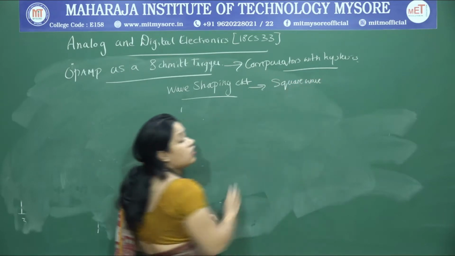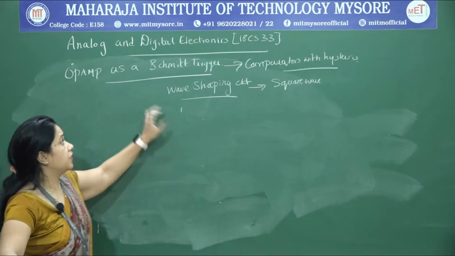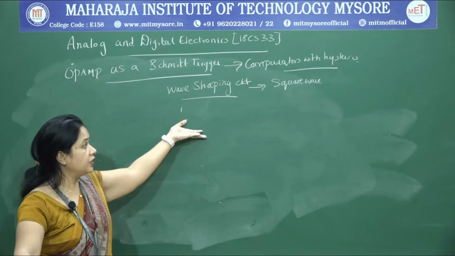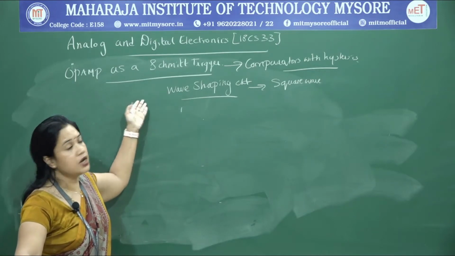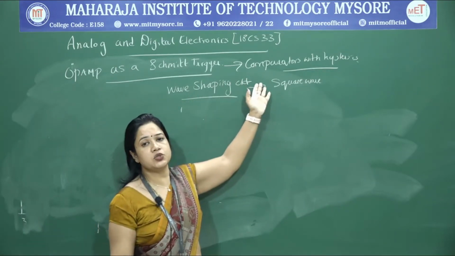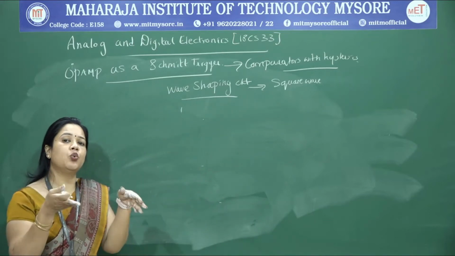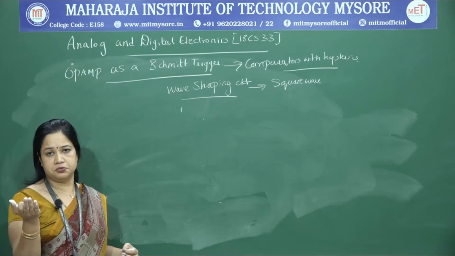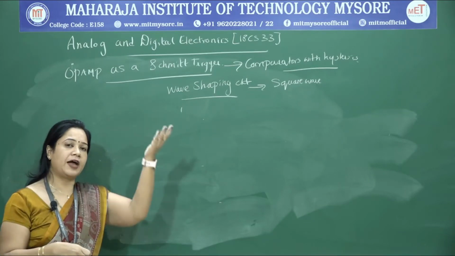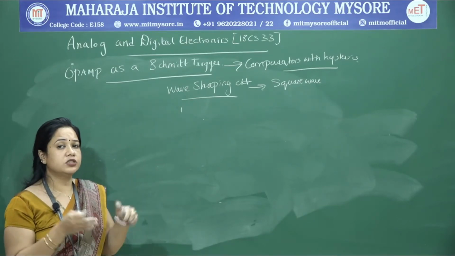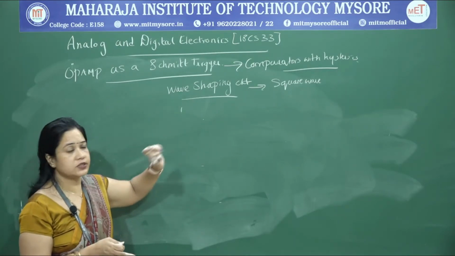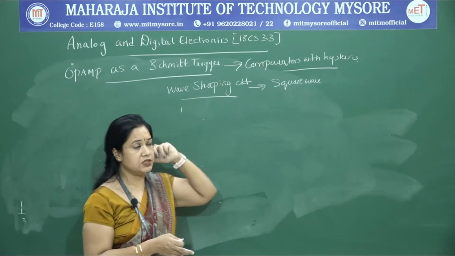So that is the reason we call it a square wave generator. Based on what intention you are using your Schmitt trigger, we can call it a comparator with hysteresis, wherein it compares two input values and accordingly drives the output to either high or low depending on the two input values, also eliminating the effect of noise. That is why we call it a comparator with hysteresis.